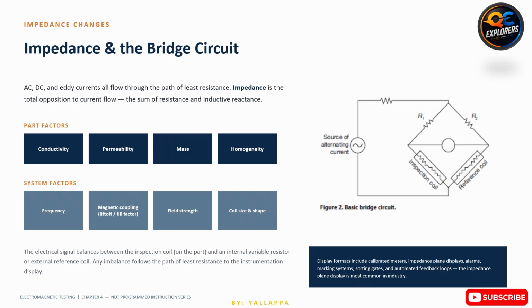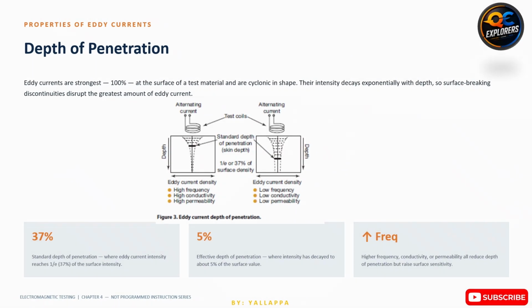Now that we understand how the instrument detects changes in impedance, we'll examine how eddy currents behave beneath the surface and how deeply they penetrate into a material. One of the most important characteristics of eddy currents is that they do not penetrate uniformly throughout a material. Instead, they are strongest at the surface and gradually decrease in strength as they move deeper into the component. This phenomenon is known as the skin effect.